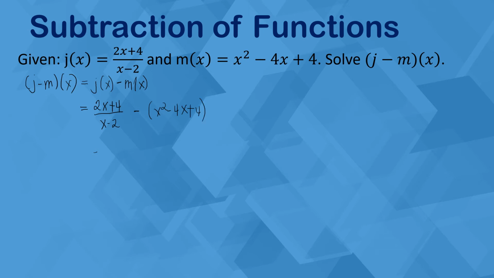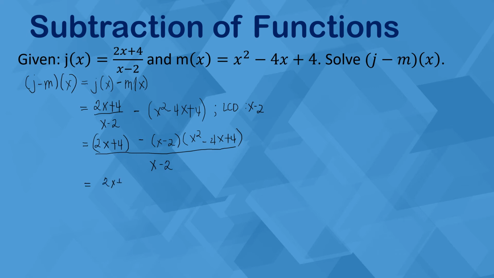Okay, so we get the LCD, which is x minus 2. LCD x minus 2 divided by x minus 2 is 1, times the numerator, which is 2x plus 4. Then the LCD divided by 1, which is the denominator of x squared minus 4x plus 4, is x minus 2, times the numerator x squared minus 4x plus 4, over x minus 2.